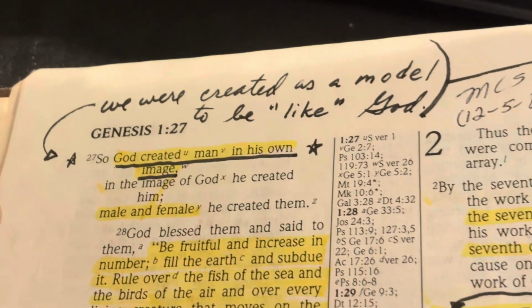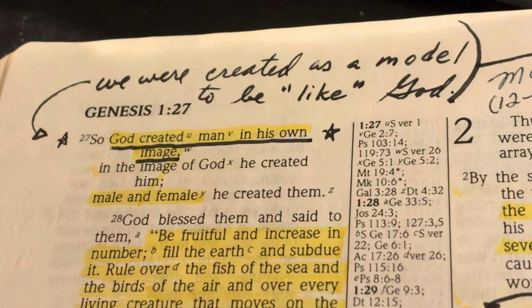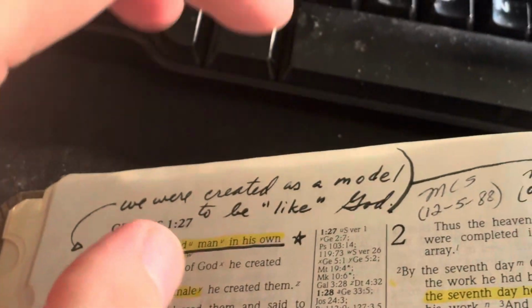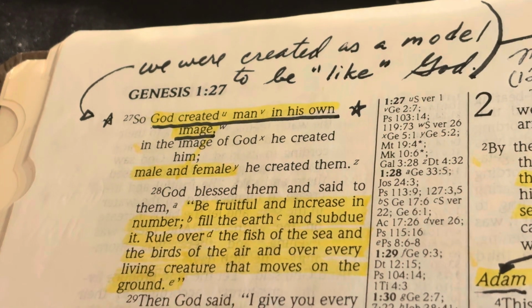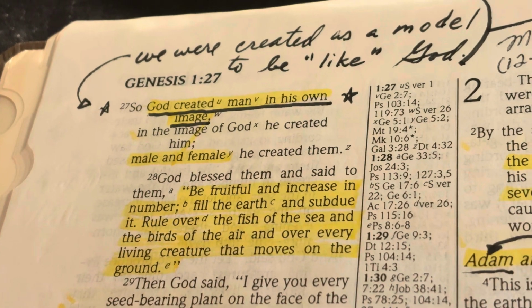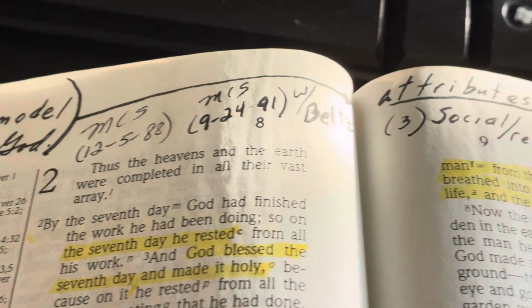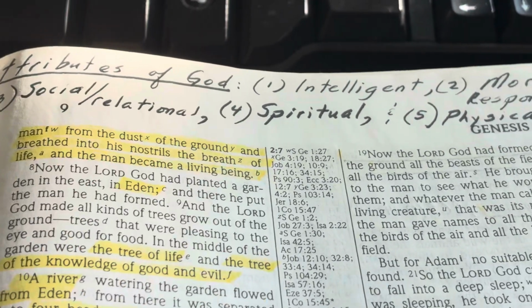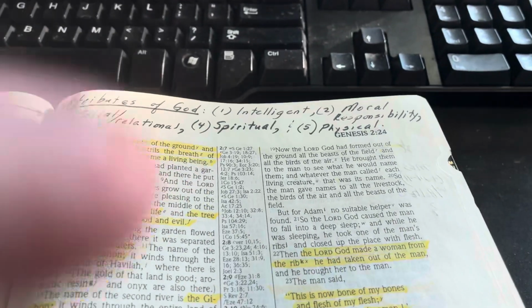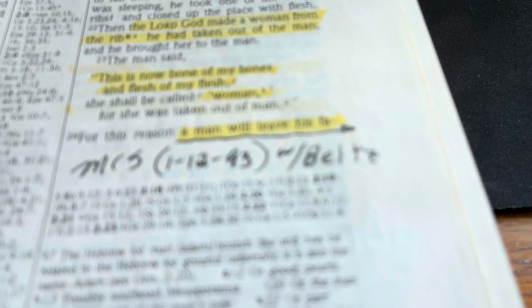Here's a big note right here. We were created as a model to be like God. God created man in his own image. In the image of God, he created him. Male and female, he created them. Okay, then we go over here to this side. Attributes of God, and he lists those. There we go. There's another date right there.